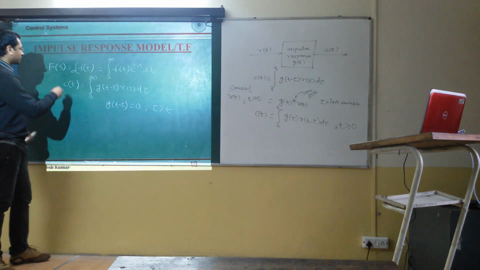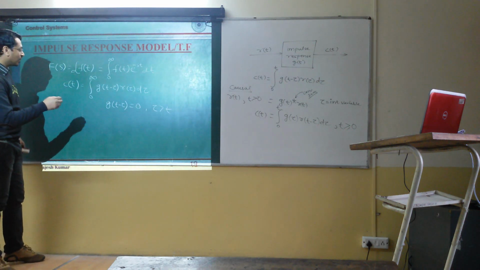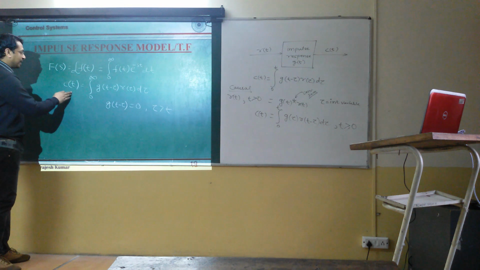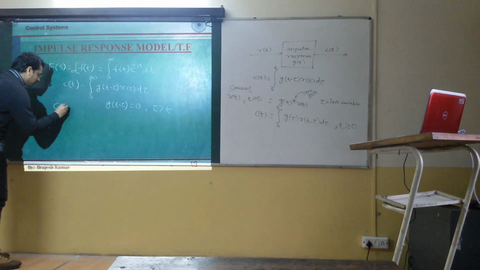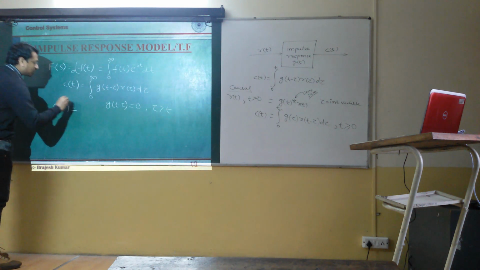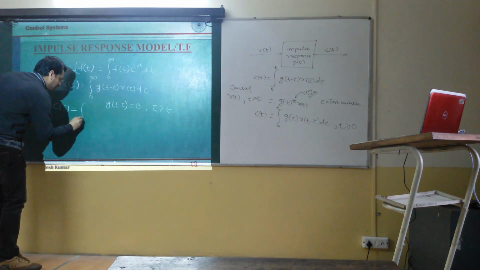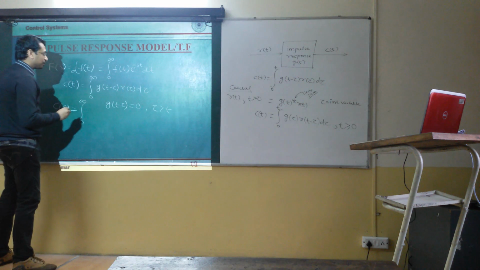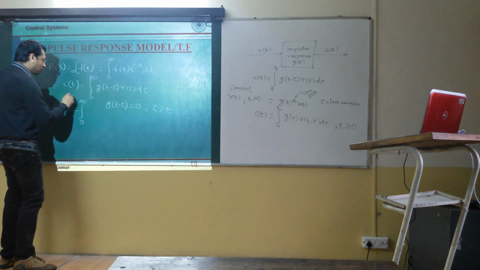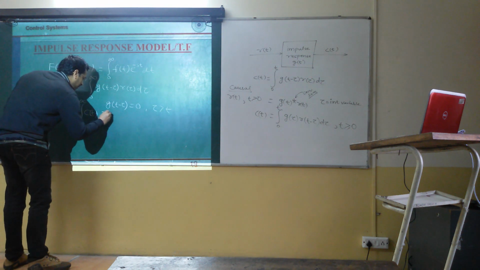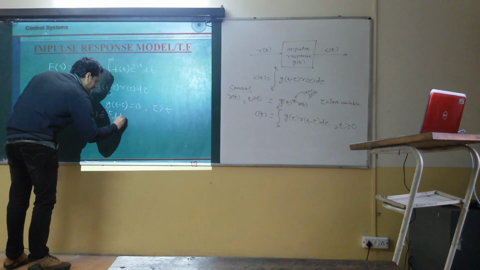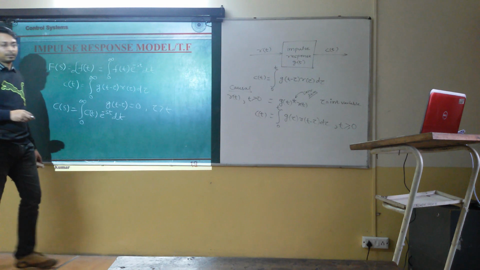Okay. Well, now if I try to take the Laplace transform of this, what will you get? You will get C(s) equal to the integral from 0 to infinity, where your f(t) is C(t), times e to the power minus st dt. Correct?